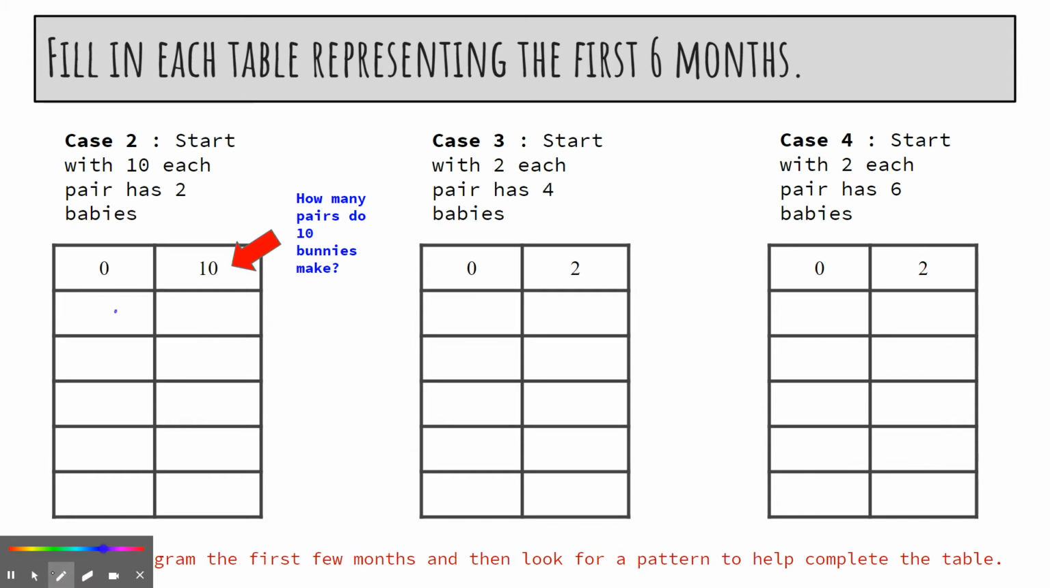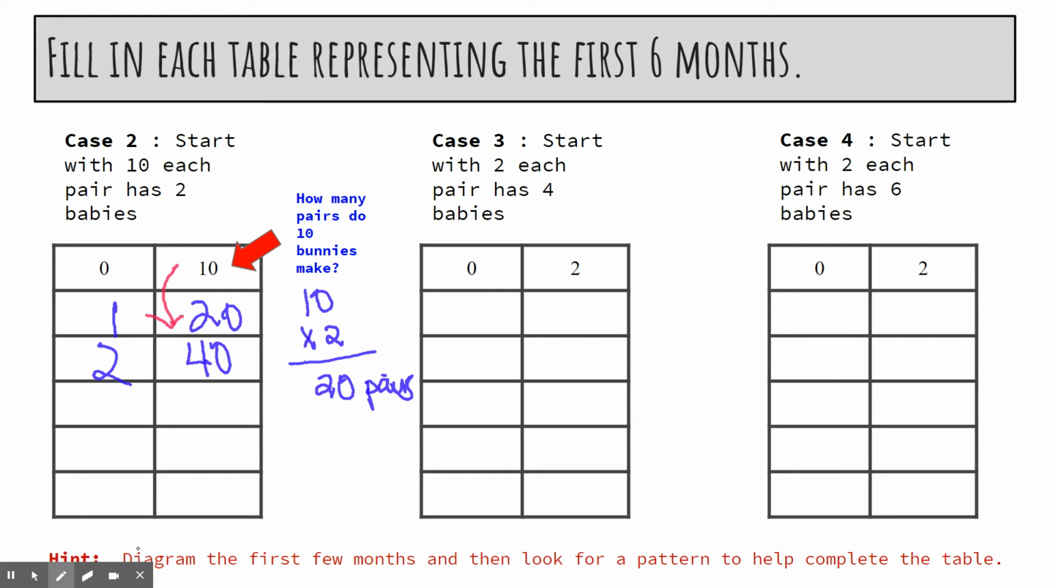So let's go month 1 had 20. Think about it. How many pairs are in 20? Well, there's 10 pairs having 2 babies each. That makes 20 more, so 20 plus 20 gives us 40 bunnies. Okay, so once you've got a couple months in there, you should be able to look for a pattern, a multiplier, because bunnies multiply. 10 goes to 20, 20 goes to 40. It seems to be that we're doubling again.